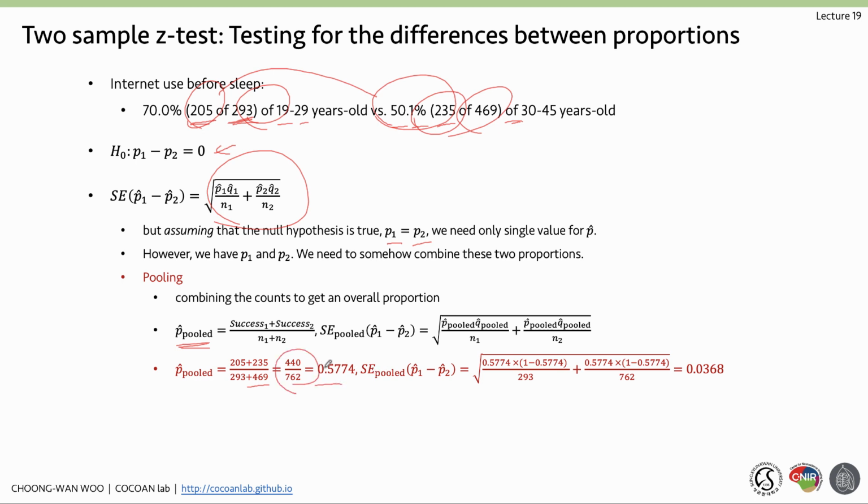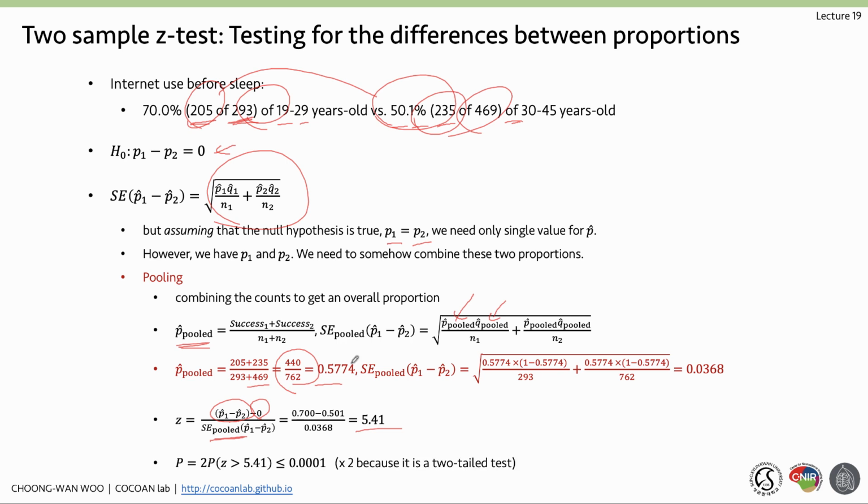So that is 0.5774, and the standard error of that, using the p hat pooled and q hat pooled, is like this, and then 0.0368. And the z value can be calculated by subtracting the null hypothesis value from p hat of group 1 minus p hat of group 2 and dividing that by the pooled standard error. So that is 5.41, and that's quite a large z value, and the p value is less than 0.0001. We multiplied this p value by 2 because it's a two-tailed test.